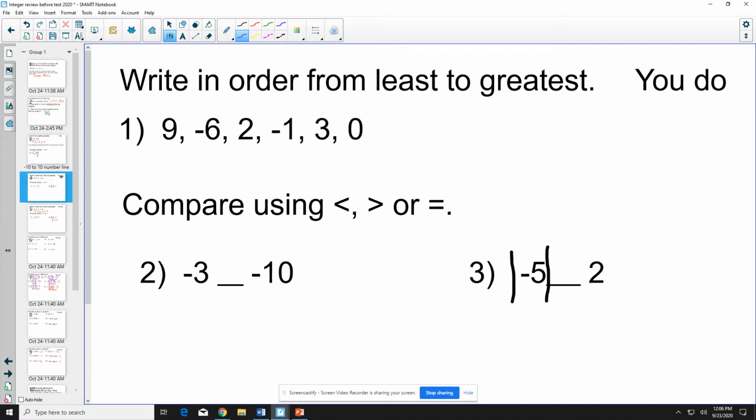All right, now on your paper, I want you to number 1, 2, and 3. Go ahead and pause the video and try these 3 problems. When you get done, hit play.